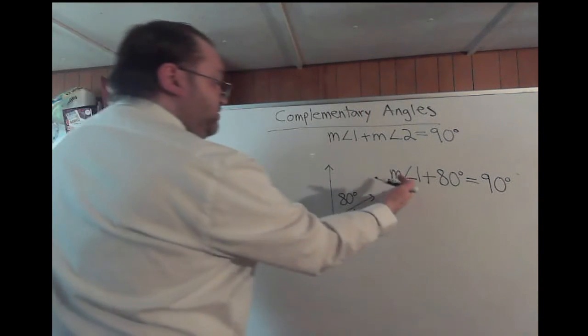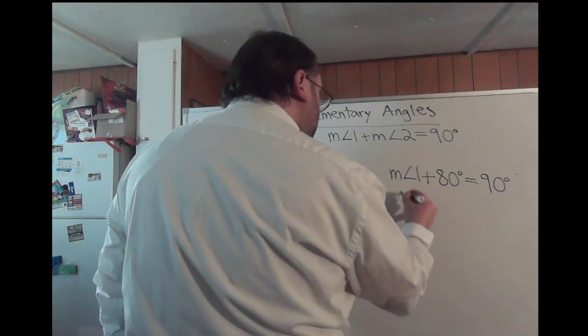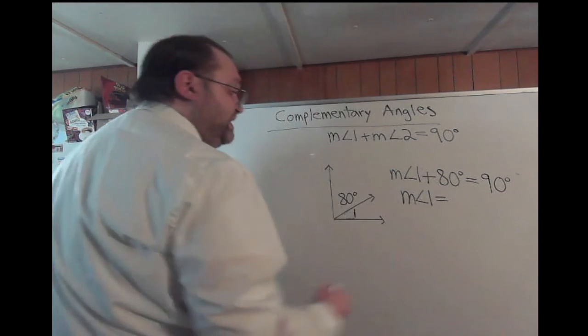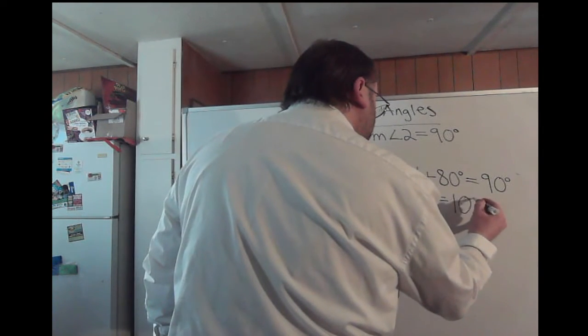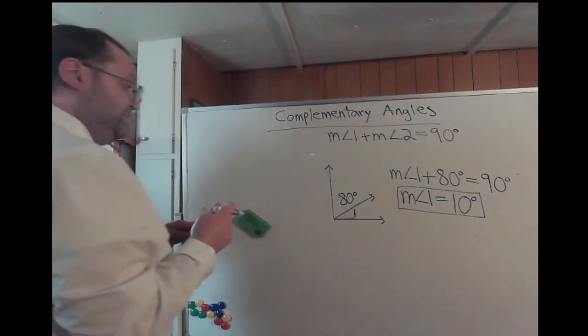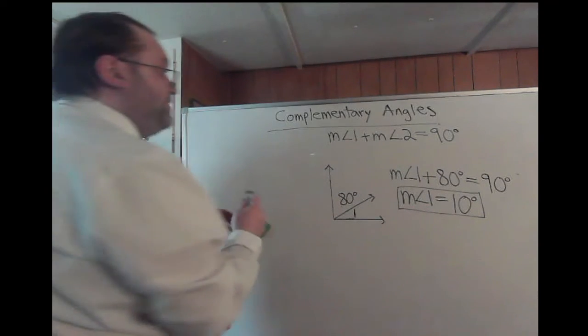Well, treat the measure of angle 1 as a variable. You'll subtract 80 from both sides. When you do that, you'll get the measure of angle 1 by itself. 90 minus 80, that's 10. So the measure of angle 1 would equal 10 degrees. And that's how you would get perfect complementary angles, when they both add up to 90.